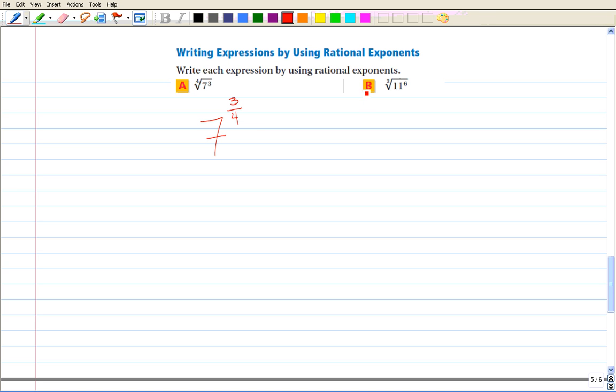So again, let's look at example B here. We have the cube root of 11 to the 6th power. So 11 is our base right there. The index is 3, so that goes on the bottom of the rational exponent, our denominator. And then the numerator is our power, so 6 divided by 3. Well, 6 divided by 3 is 2. So really we have 11 squared here. And 11 squared is equal to 121. So in this case, we would simplify it all the way down to 121, because we can't always simplify as much as possible.